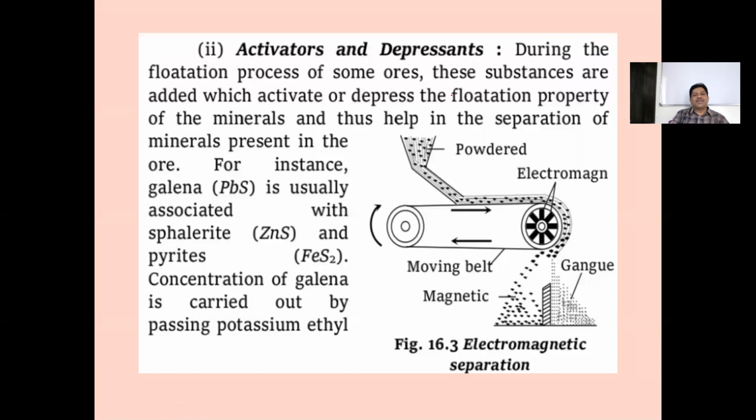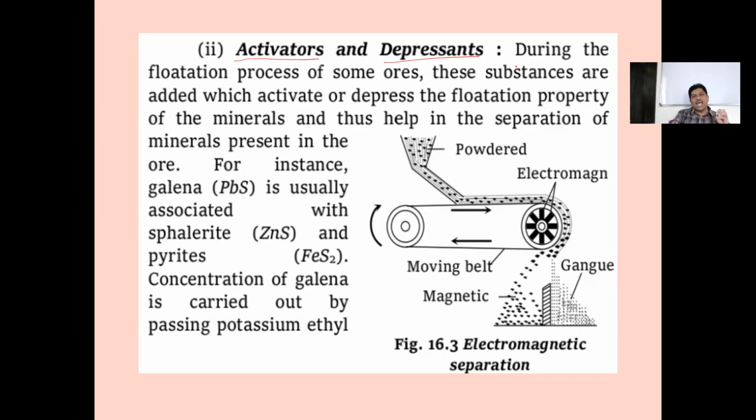Hello everyone. We have already started the discussion on the metallurgy topic. In that metallurgy, in the previous class we were discussing the concentration methods, and the froth flotation process, which is a very important concentration method. In this class we are continuing with the froth flotation process. In this froth flotation process, sometimes we use activators and depressants.